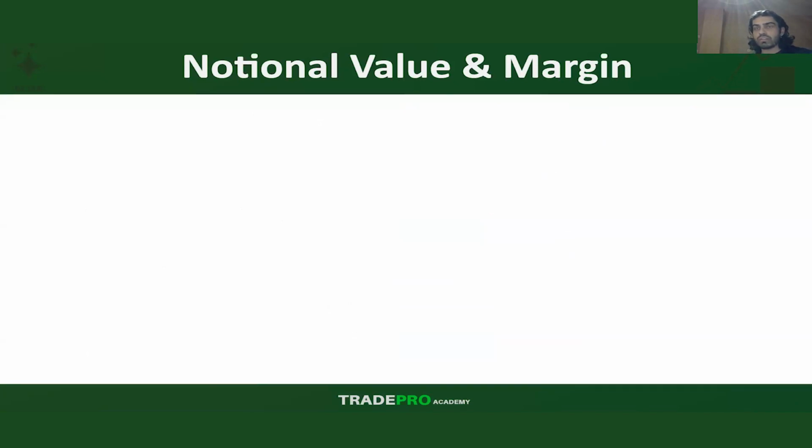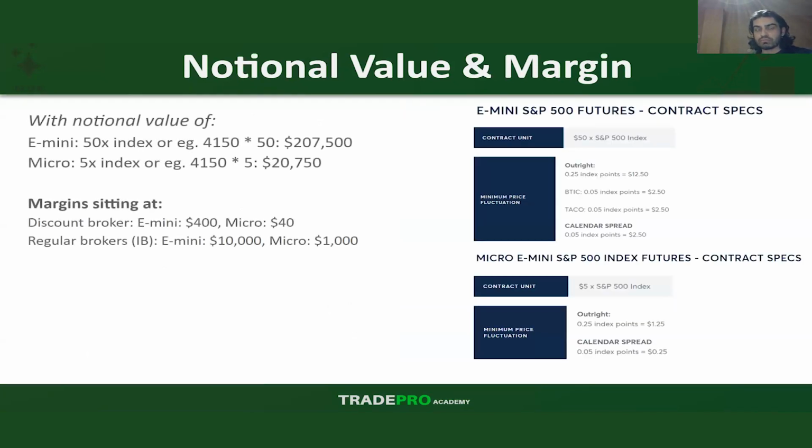Now, consider what the margins are. Okay, we're using different numbers here. So 41 and 41.50, so again, about 200,000. Consider what the margins are. Your discount broker, AMP Futures, whoever the discount broker is, they offer you E-mini contracts at $400 a contract. They offer you micros at $40 a contract. This propels a lot of newer traders to come in, open an account with $1,000 and start trading minis, right? Because you only need $400 to trade one mini.